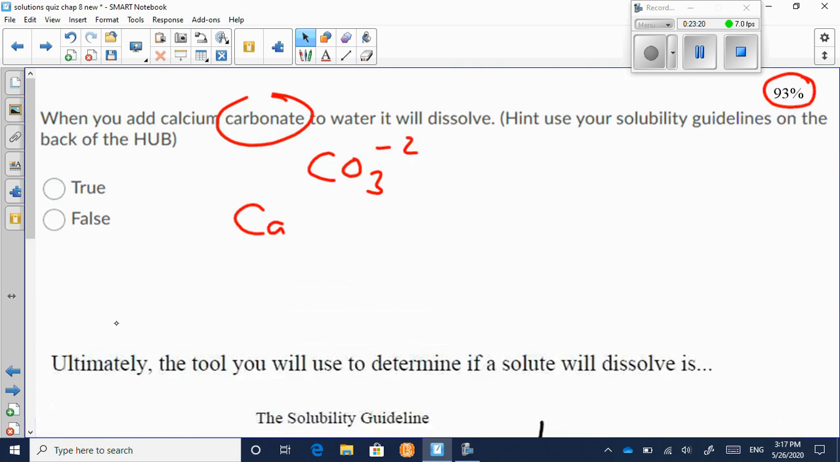So it says, when you add calcium carbonate to water, will it dissolve? False. I guess it should have said no. No, it won't dissolve. False. Okay.